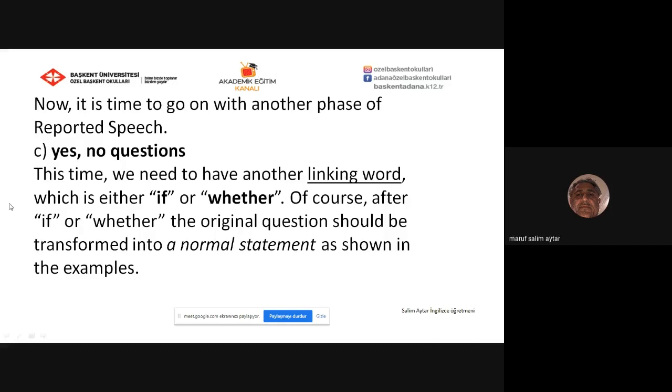Now, it is time to go on with another phase of reported speech, and that is yes-no questions, which require yes-no answers, actually. This time, we need to have another linking word, which is either if or whether. Of course, after if or whether, the original question should be transformed, changed into a normal statement as shown in the examples here.